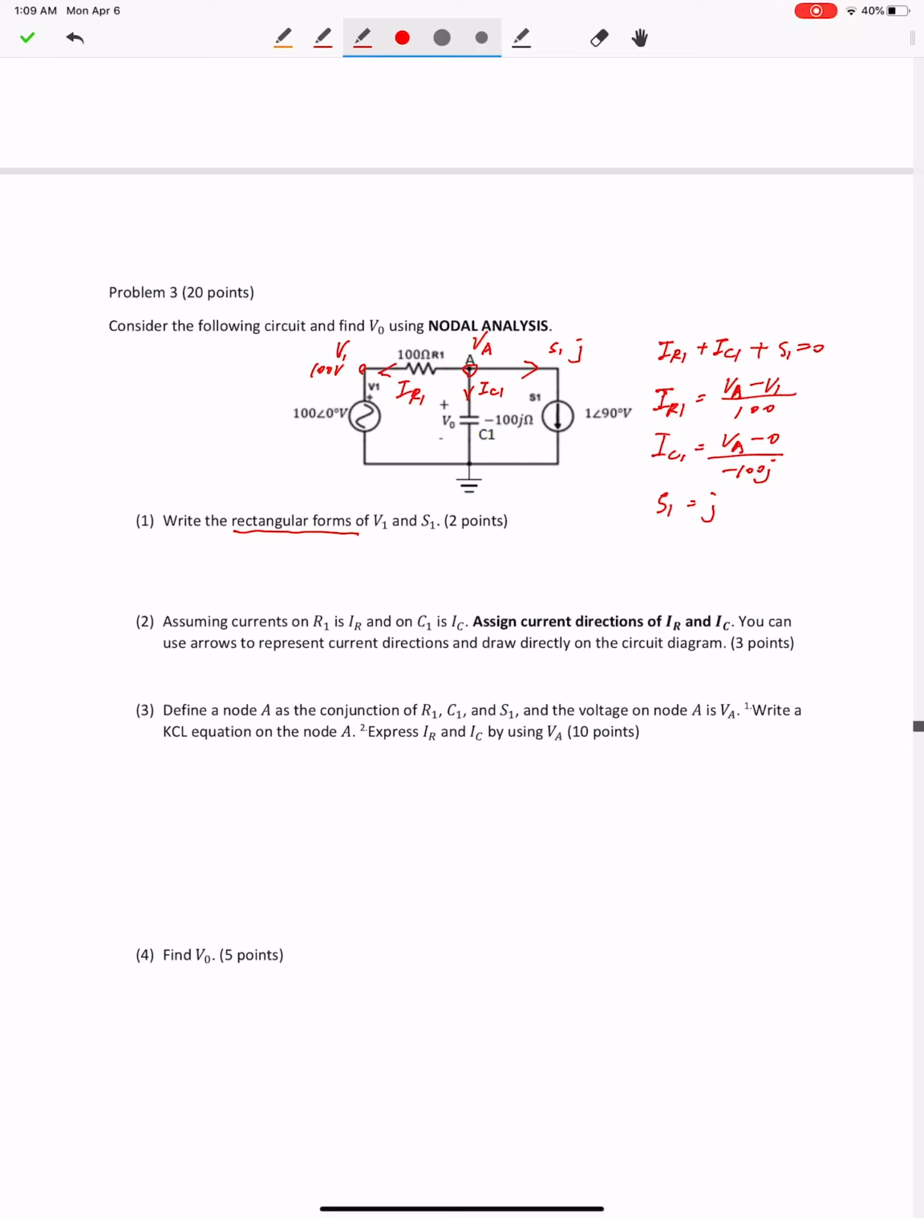Alright, so after you plug these three expressions back into the KCL equations, you can find the value for VA. And after you have VA, V naught is actually equal to VA, right? So that's problem number 3.